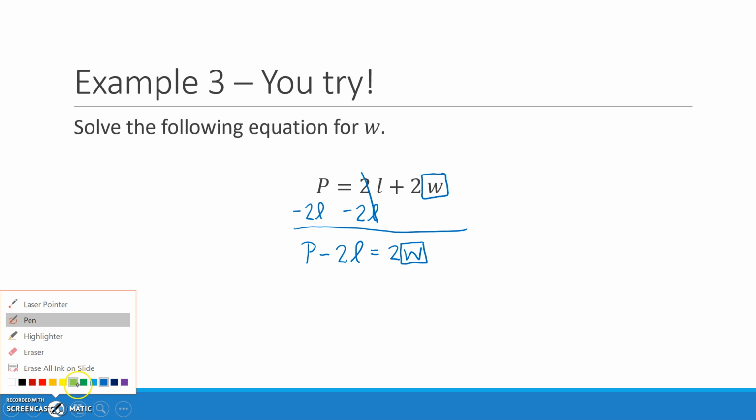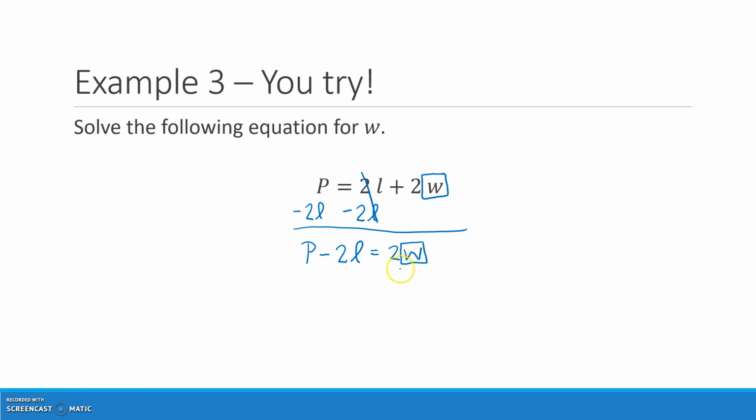And now, 2 is being multiplied by W, so I'm going to divide by 2 on this side. And over here, I'm going to write everything divided by 2. So when I come down to the next line, it's going to be W equals P minus 2L all over 2.